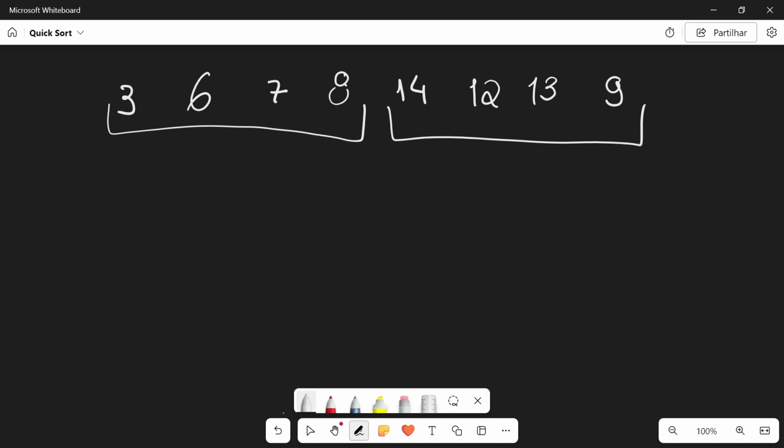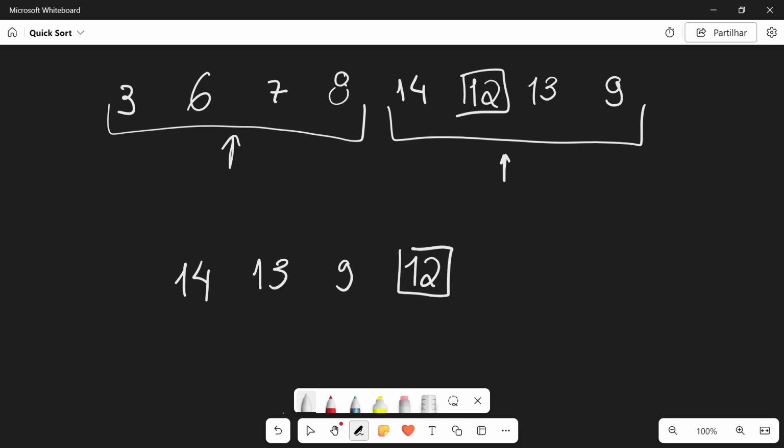Then I'm going to take both of these partitions and apply the exact same algorithm. Now notice that this partition is already sorted, right? So I'm actually not going to go over the process of sorting this because, well, it doesn't really make sense. I'm going to go to this partition right here and apply the same algorithm. I'm going to choose, for example, 12 as my pivot. So let me just copy this over here, 13, 9, and then I'm going to put 12 at the far right of my partition.